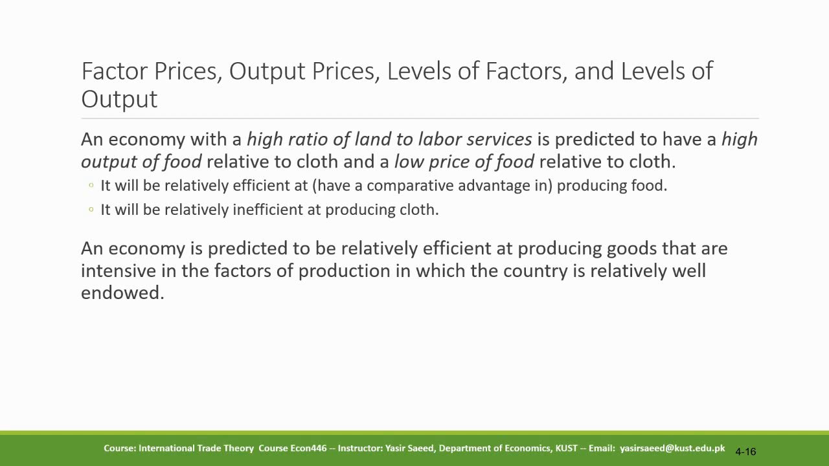And some countries, let's say Japan, have more capital, so it's a capital-intensive country. It will produce those goods which require more capital, like industrial goods. So the Heckscher-Ohlin theory basically explains why certain countries produce certain commodities.